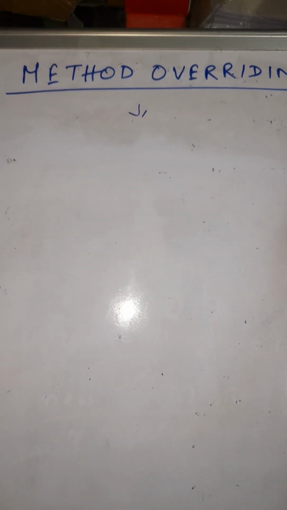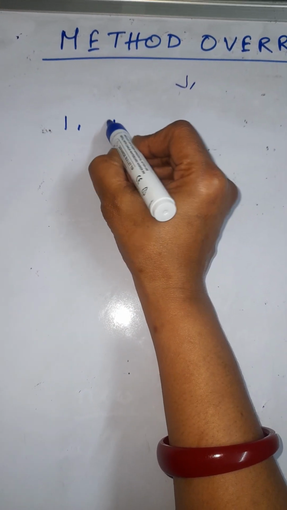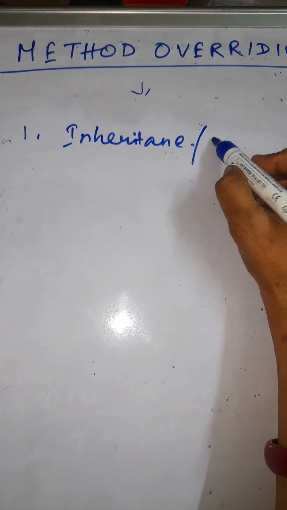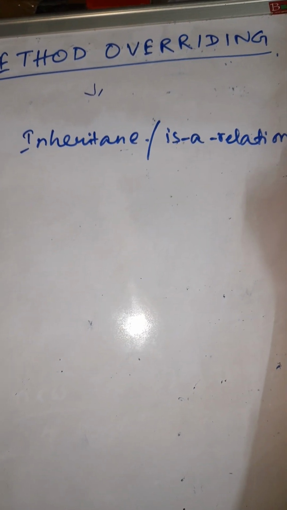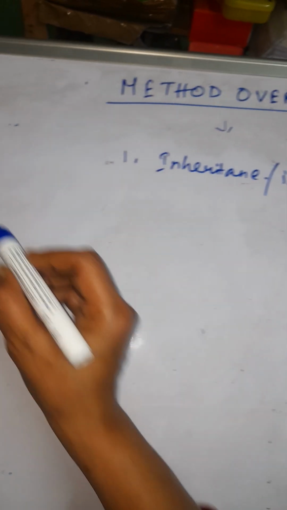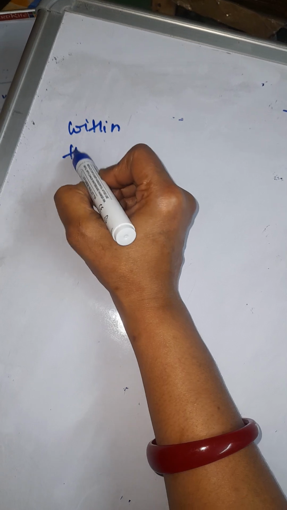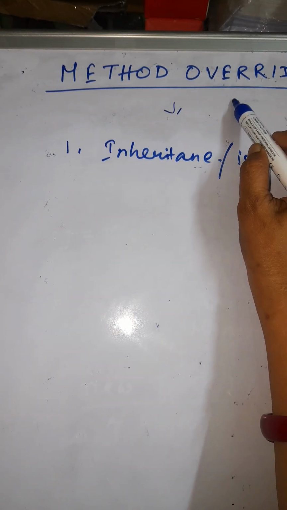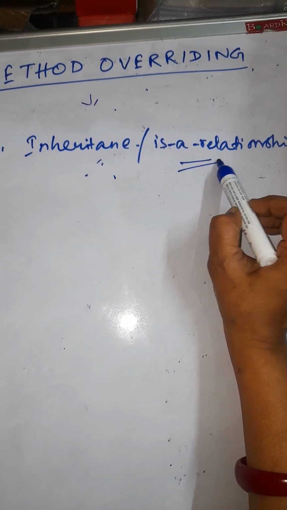In case of method overriding, first point: it will be implemented within inheritance. What is inheritance? You can also use the term "is-a" relationship. So method overriding, or runtime polymorphism, is always implemented within inheritance, and method overloading is always within the same class. This is the difference. Method overriding is always within the base class and superclass concept, known as an is-a relationship.